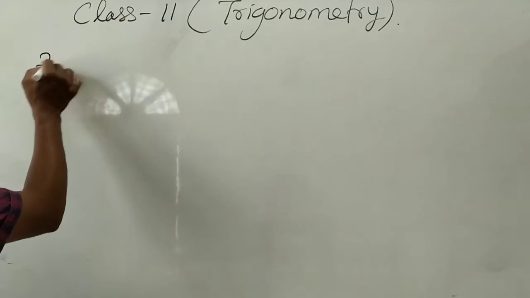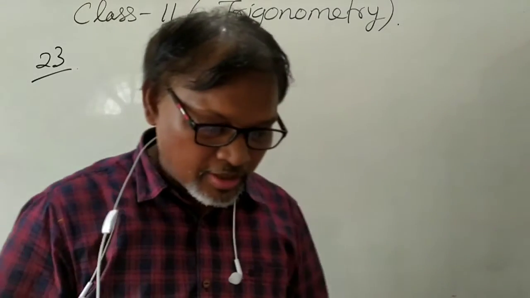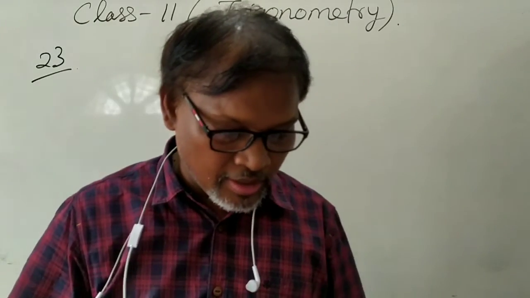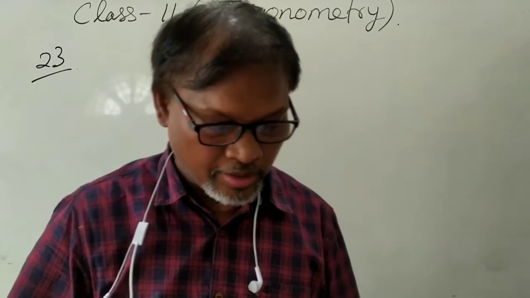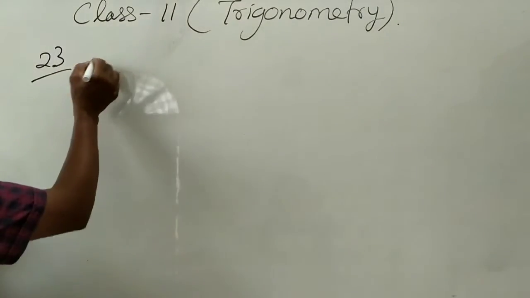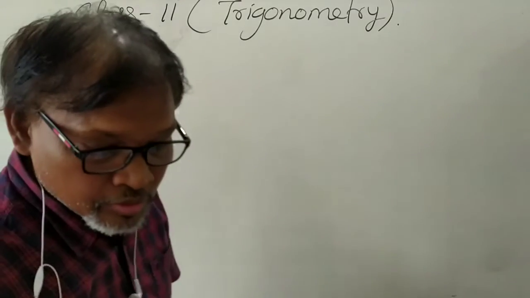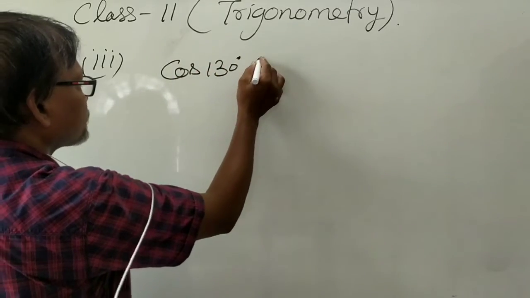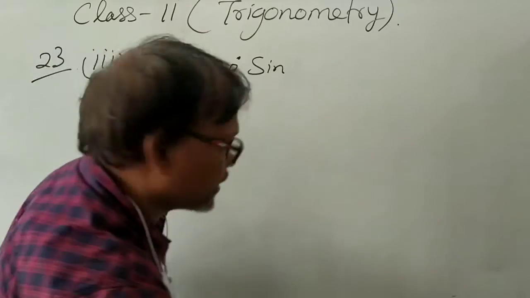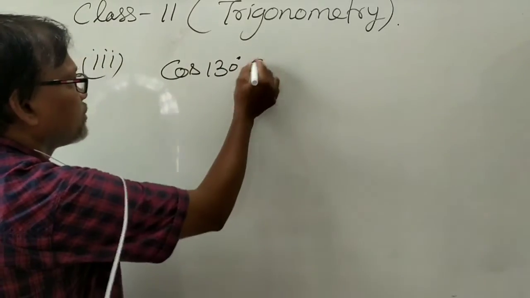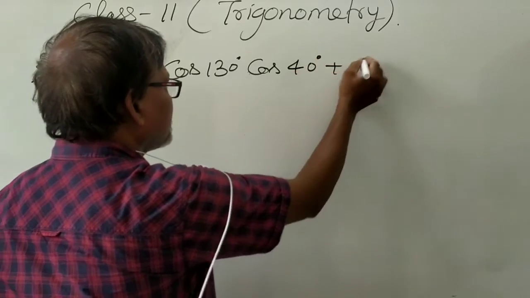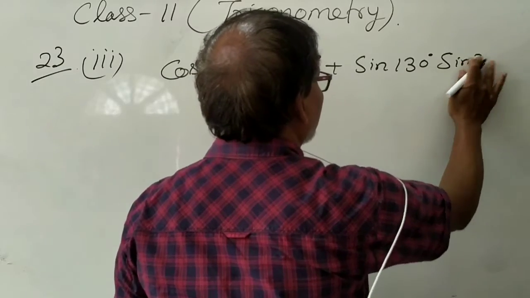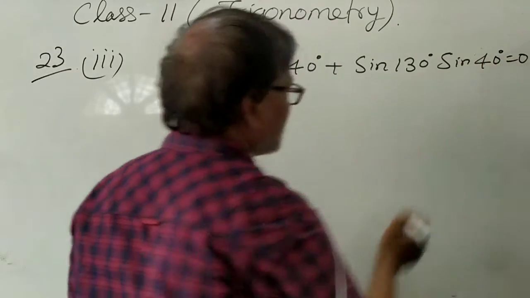Like question number 23. There are parts and you have to use the formula. Like cos 130, cos 40, sin 130, sin 40. Third part, you have to show that cos 130 degree cos 40 degree plus sin 130 degree sin 40 degree is equal to 0. This you have to show.